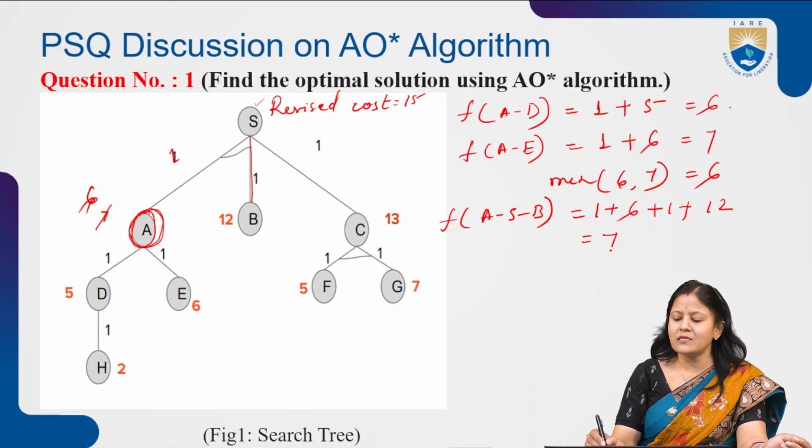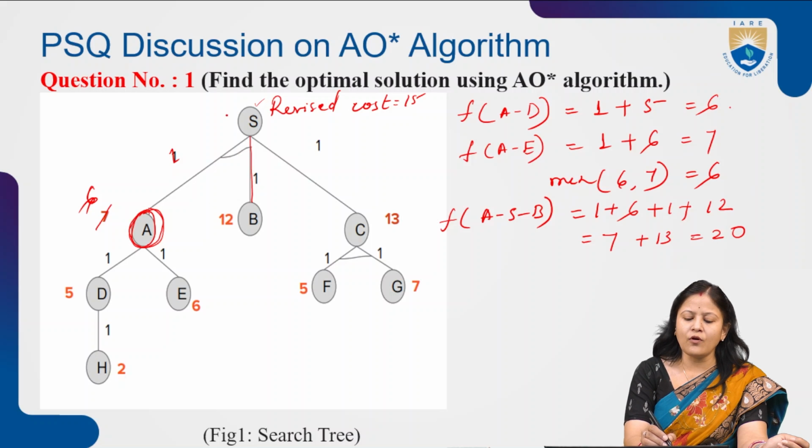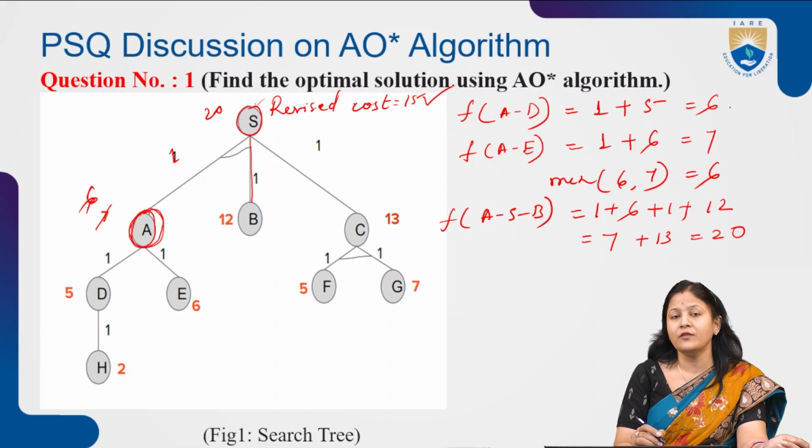6 plus 1 is 7, plus 12 plus 1 is 13. So 13 plus 1 is 20, right? Now the value of S here, the goal node value we got here is 20, but previously we got 15. So which one is minimum? Definitely we'll choose 15 as the feasible one.